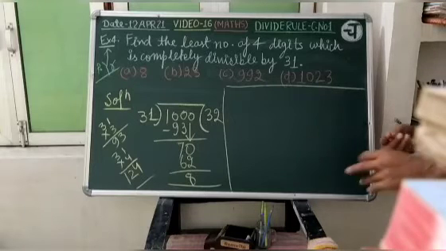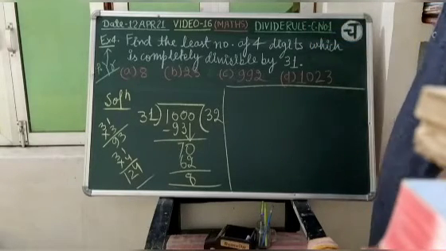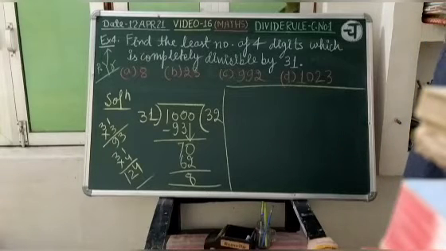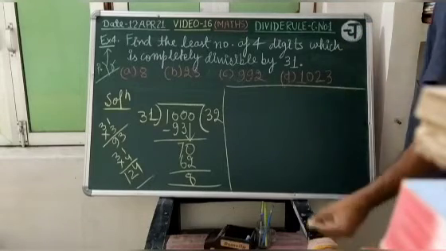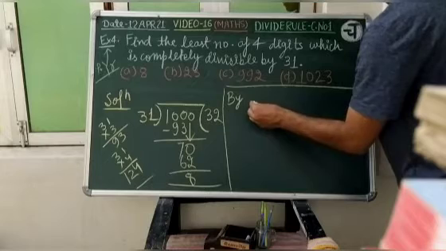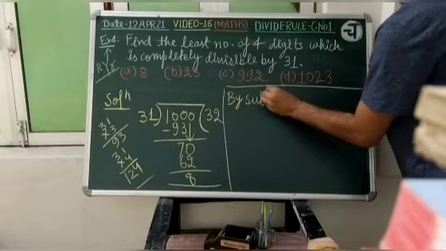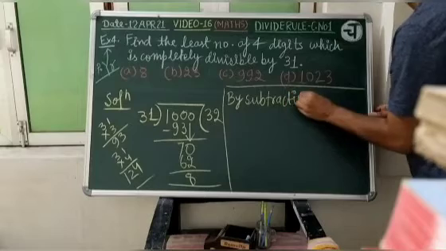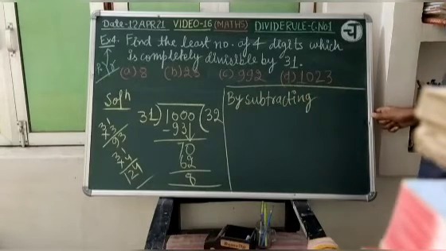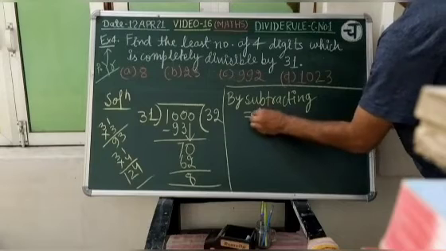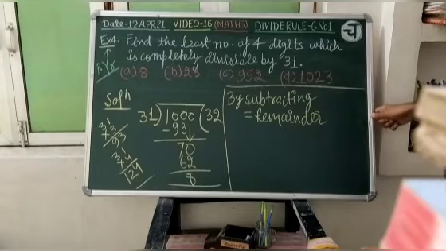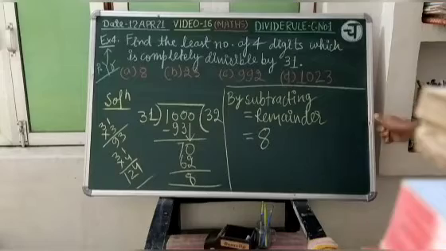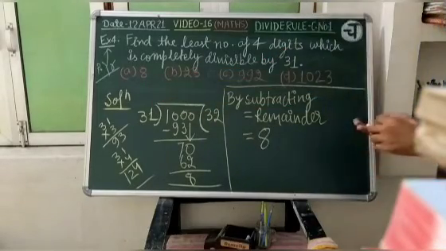So what can we do? The divide rule will tell that to make the number divisible, you can go through 2 ways. One way is by subtracting, and in the subtraction, what do we do? We subtract the remainder, and the remainder is our 8. So if you give 8 as your answer, it will become wrong.